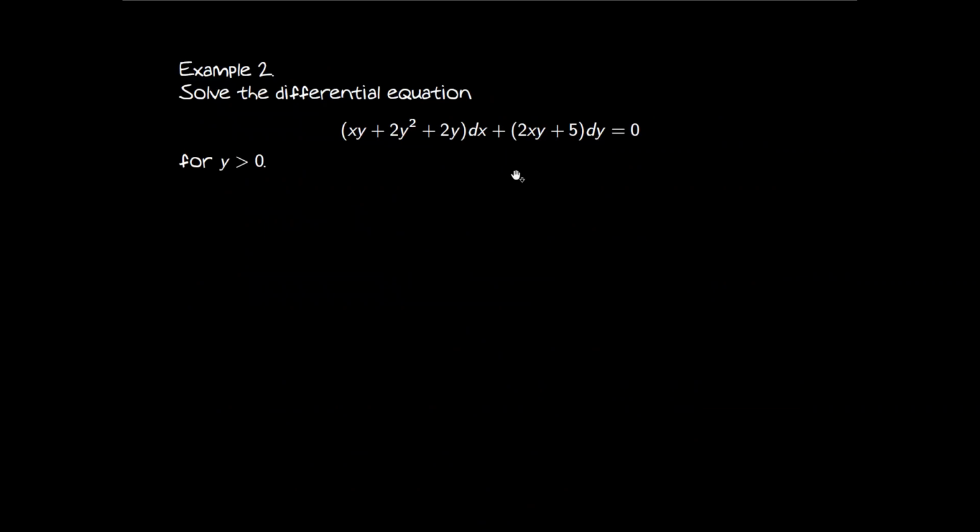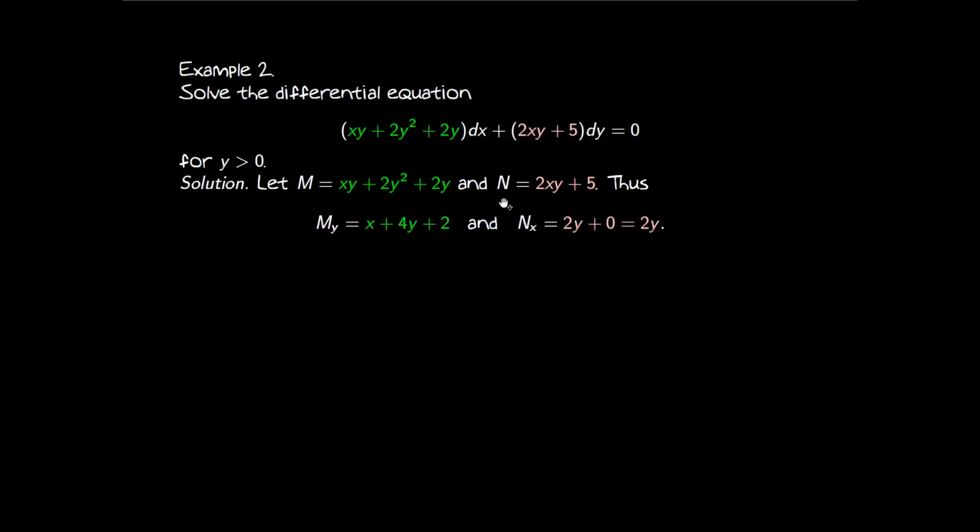So we will first of all check whether or not this equation is exact. As usual, we're going to define the coefficients as M and N. We check out the y derivative of M and the x derivative for N. And apparently, these two partial derivatives are not identical. That means this equation is not exact.